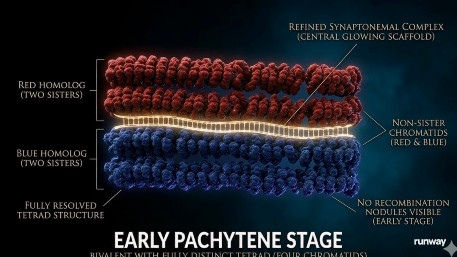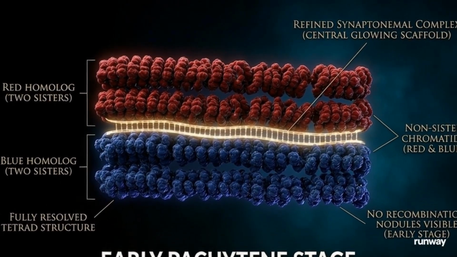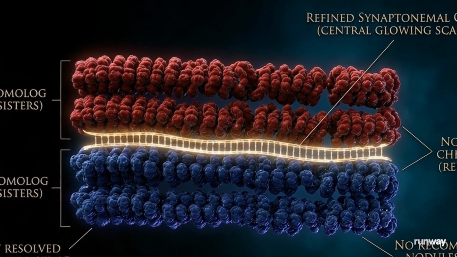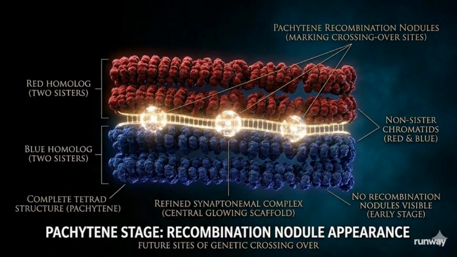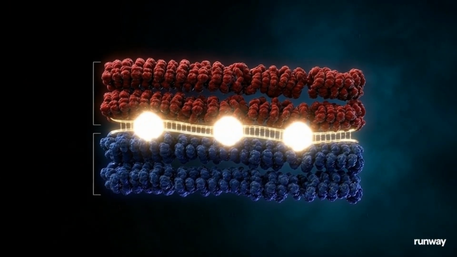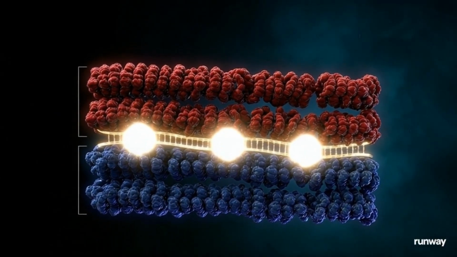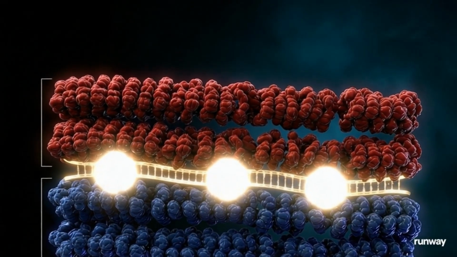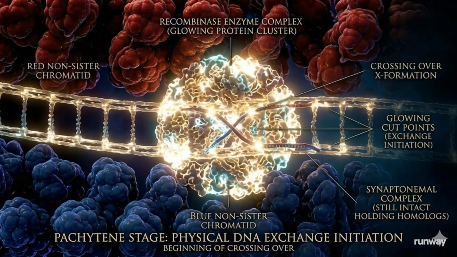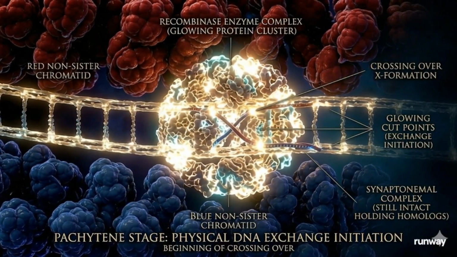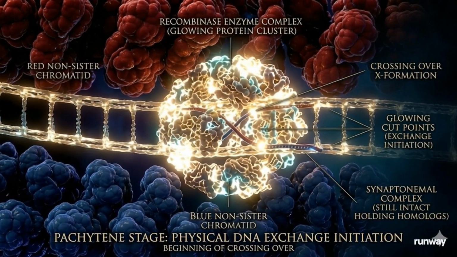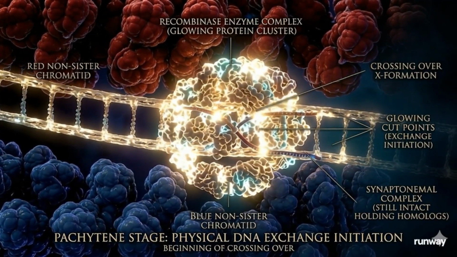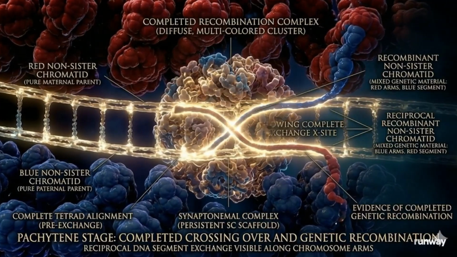Pachytene is the longest of the 5 stages. And for good reason. This is where the genetic magic happens. The 4 chromatids of each bivalent are now distinct and clearly visible as tetrads. But the defining feature of Pachytene is the appearance of recombination nodules, molecular complexes that mark the precise sites where crossing over will occur. Crossing over is the exchange of genetic material between non-sister chromatids of homologous chromosomes.